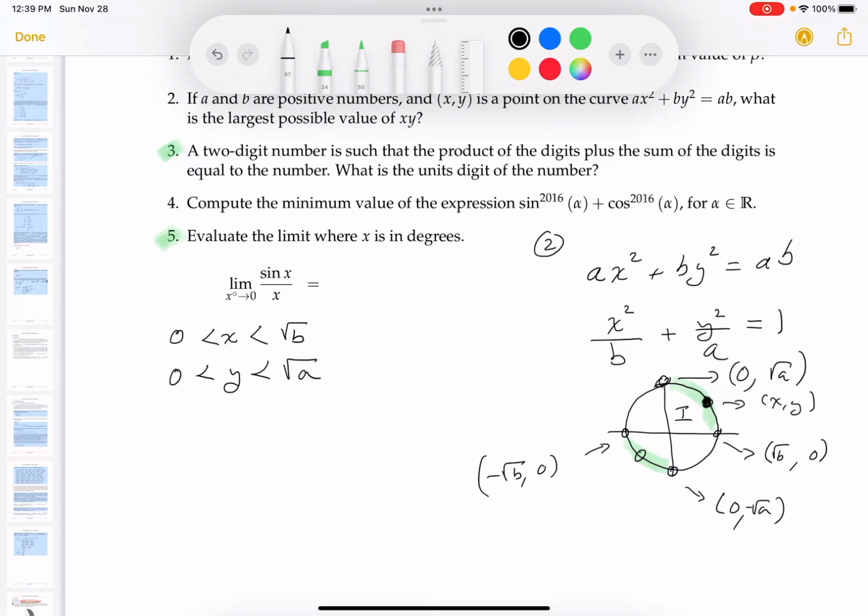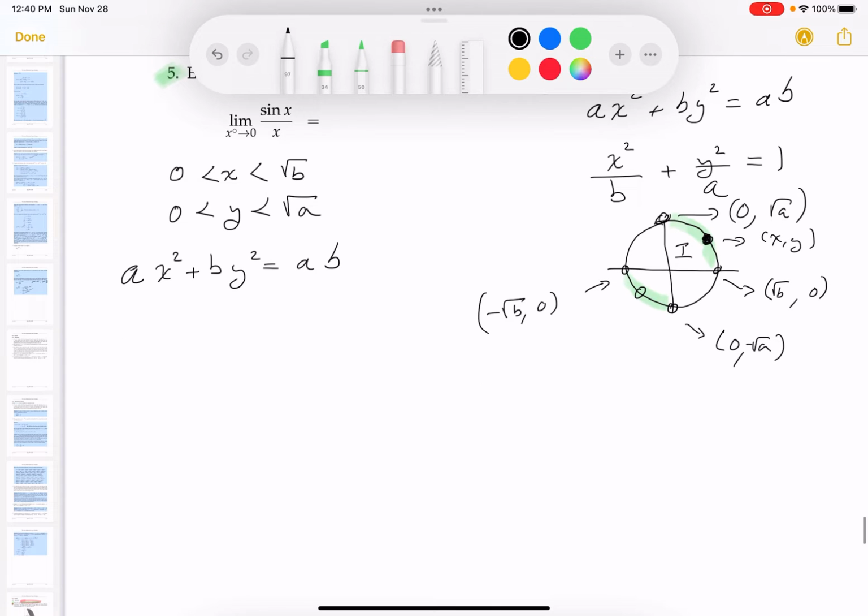I know you got an xy. I'm going to get a product xy. I got to work on that, don't I? And let's think about it. Again, I know the x is between 0 and root b, and the y is between. I need to get an xy in the problem. So I'm going to write something down. I got to play around with this now. So I need an xy in the problem, though. I don't see it yet. So ax squared plus by squared equals ab.